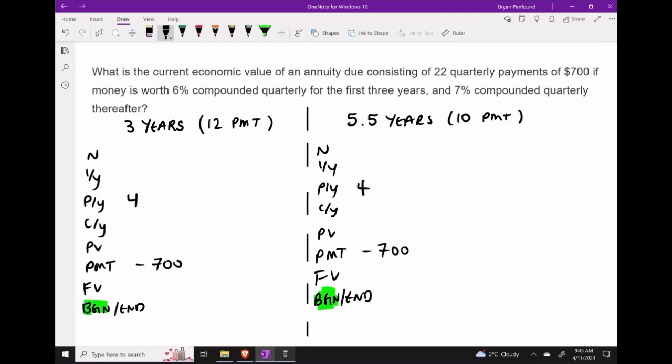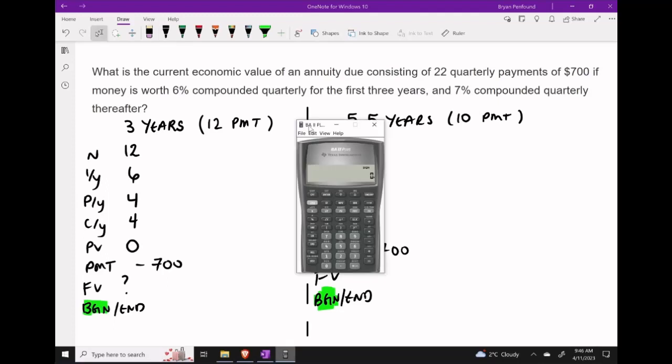And now we should be able to focus on the first 12 payments, or the first 3 years of this annuity. Let's assume we open up our account with $0. We are going to be asking the calculator to compute the future value. Compounding is 6% compounded quarterly to start, and we know that we have 12 equal-sized payments during the first 3 years. So moving over into the calculator, we can start programming in, for example, 12 for N, we have 6 for IY.